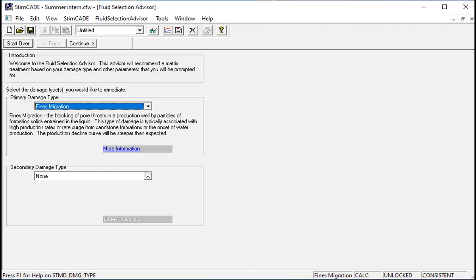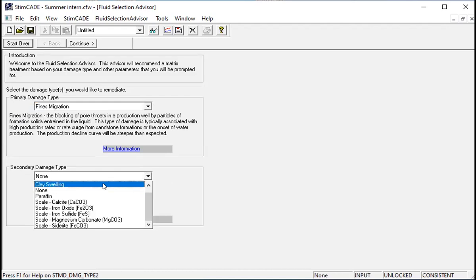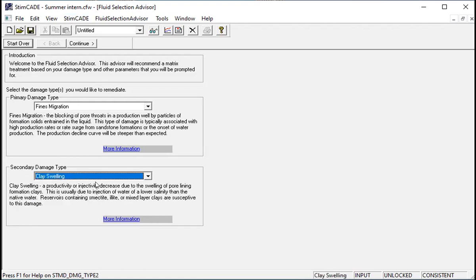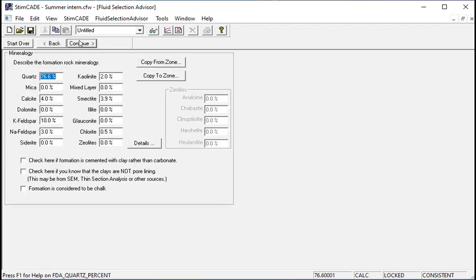You could also toggle it down, and probably if you have identified some minor indications of something, maybe not fully, but just minor, you could now select some of these. It could be scale, calcium carbonate, what type of scale. It could be paraffin, it could be clay swelling. We could include some of it, which is just a secondary damage, not the primary damage. It's just a secondary damage. So we'll go to next.